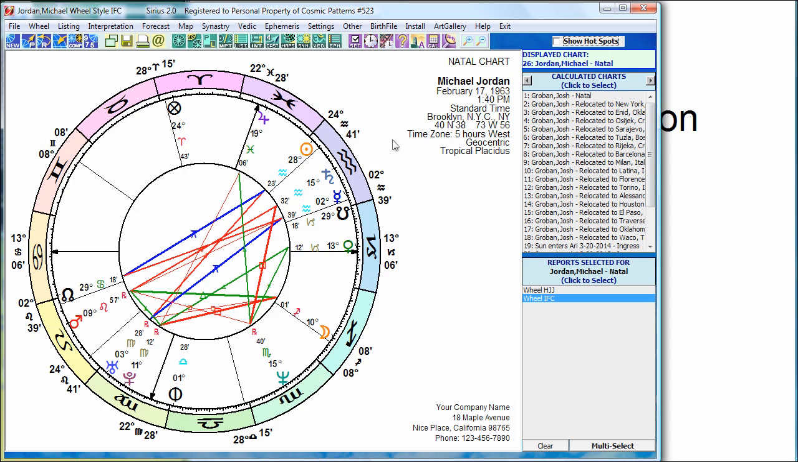Here's a chart wheel. Okay, this is Michael Jordan, the basketball player. He was born at a certain date, time, and place. We happen to have his time from a birth certificate or birth record, so it's an accurate chart. And what the astrologer does is interpret this wheel. This is the basic thing that's done.